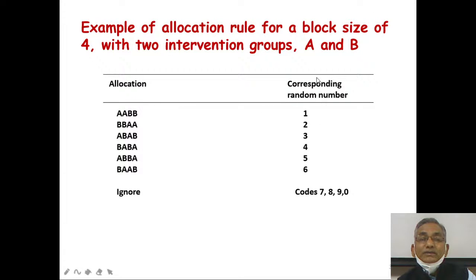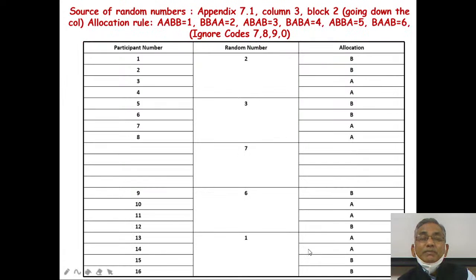Now suppose the number that is randomly selected is 1. Since it is 1, these 4 are already selected. That means if it is 1, then patient number 1 will go to A, patient number 2 will go to A, patient number 3 will go to B, patient number 4 will go to B. Because the block size is 4, that is how it is allocated, right? So random number 2, these are the 4, random number 3, these are the 4, because that is what the combination is.